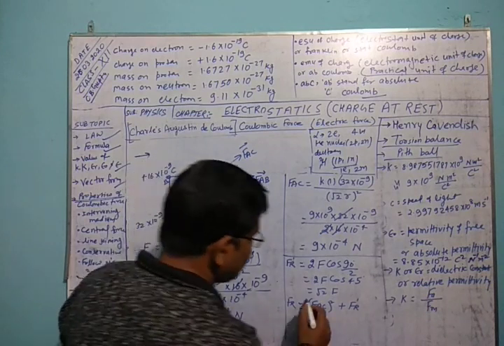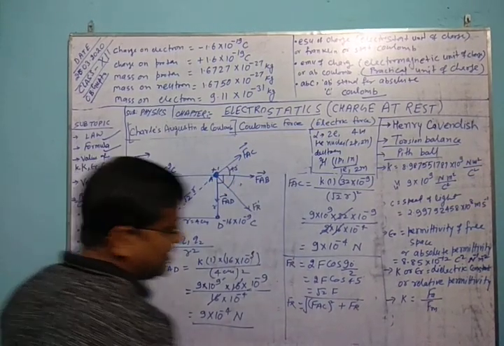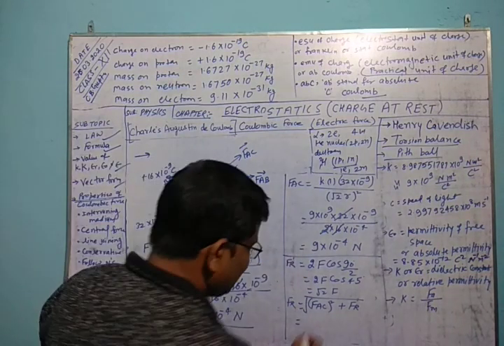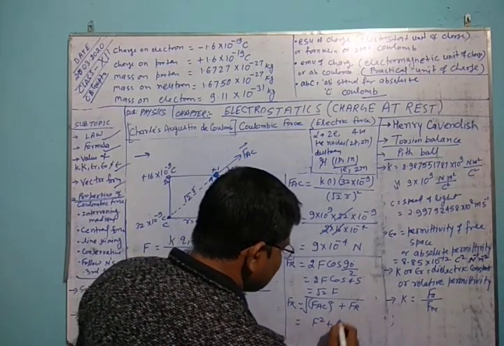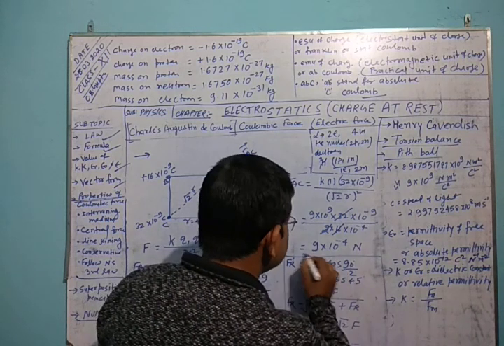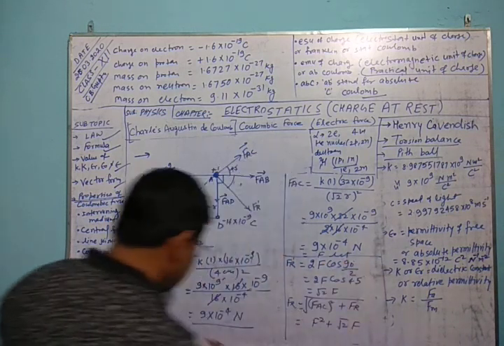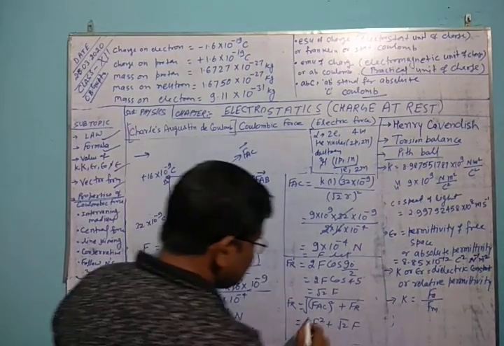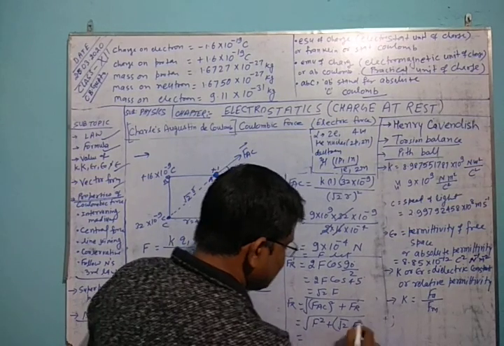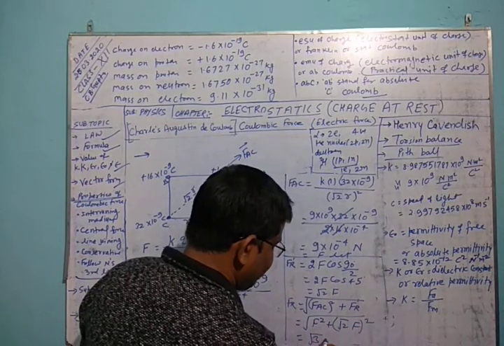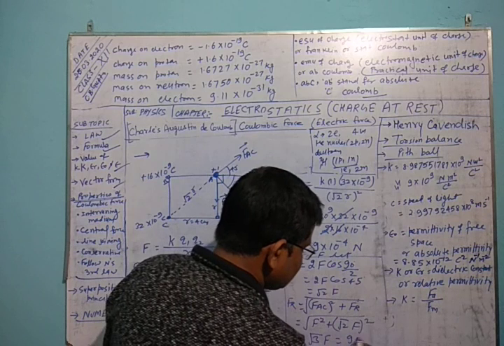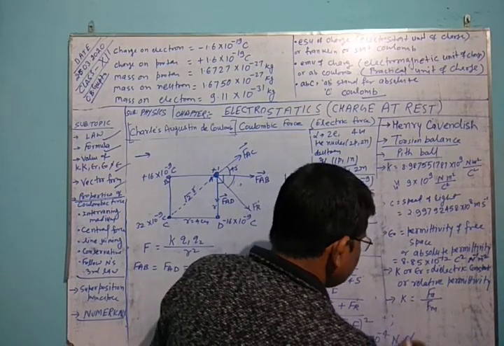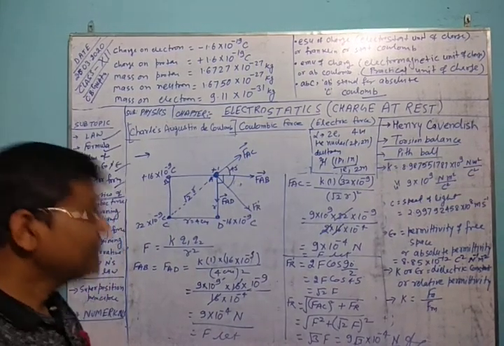You can see it there. FAC is the same value, F square, and FR dash is root 2 F. I can consider this one as F, and this one is also F. Then the value is under root, this one squared, giving root 3 F, which means 9 root 3 into 10 to the power minus 4 newton. This is the answer.